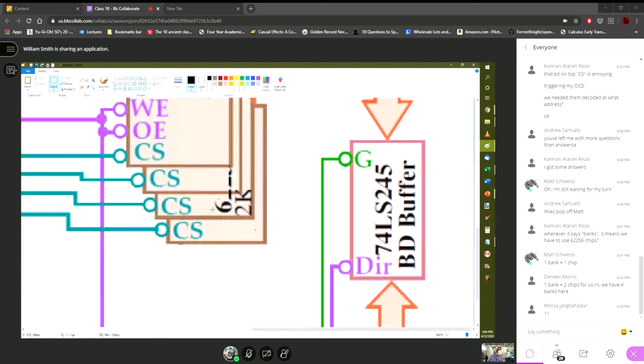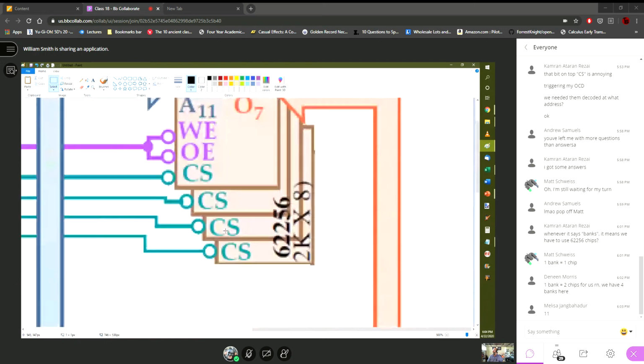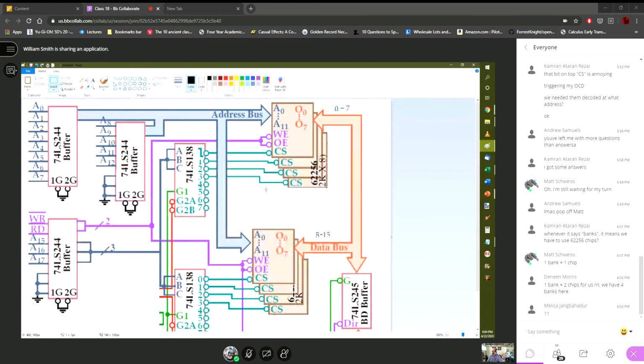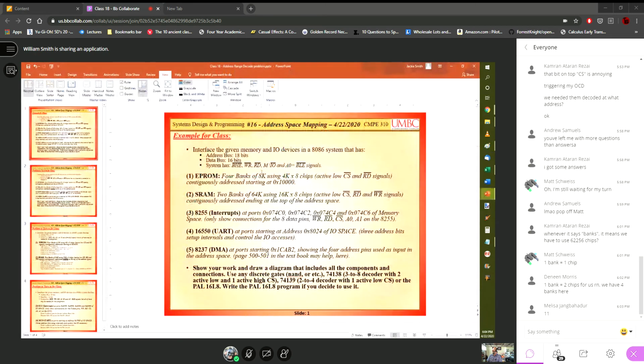All right, so going back out here now. I've got 8 chips all together. Isn't that what the requirement was? 8 chips all together? Right? I've got 4 banks of 8K using 4K by 8 chips. Well, it doesn't say how many chips I have exactly, but 4 banks, I'm going to need 8 chips all together.